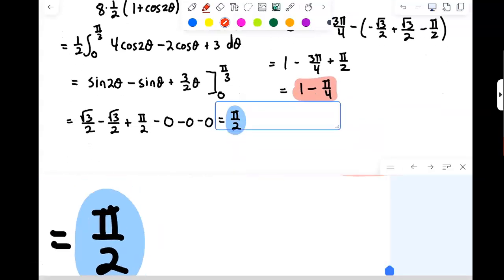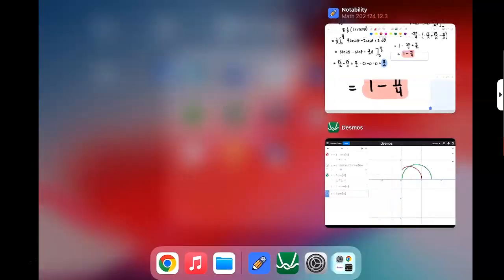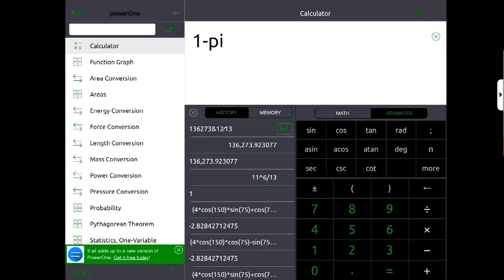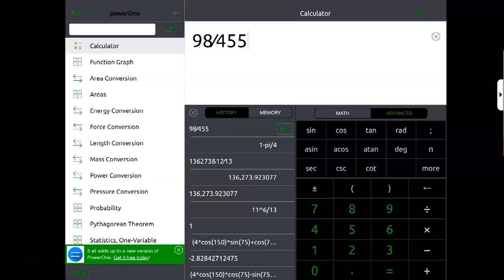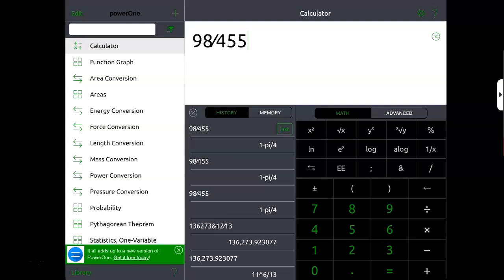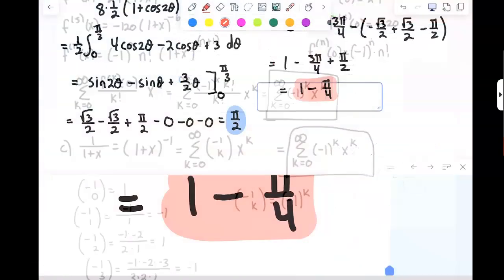And then finally, we just put these things together. Pi over 2 plus 1 minus pi over 4. By the way, 1 minus pi over 4 is a positive answer. So we are getting an area. It's just a relatively small answer. Dang it. Keeps disappearing. There we go. 0.21. It's a relatively small answer.